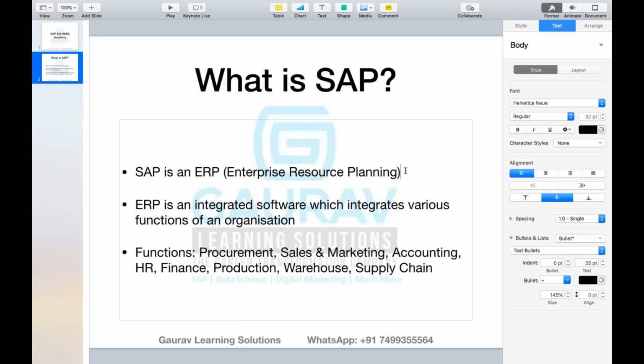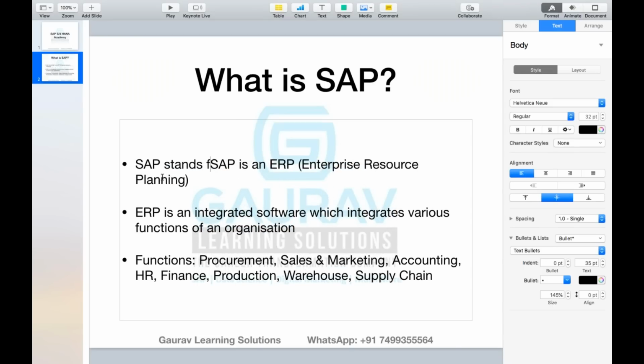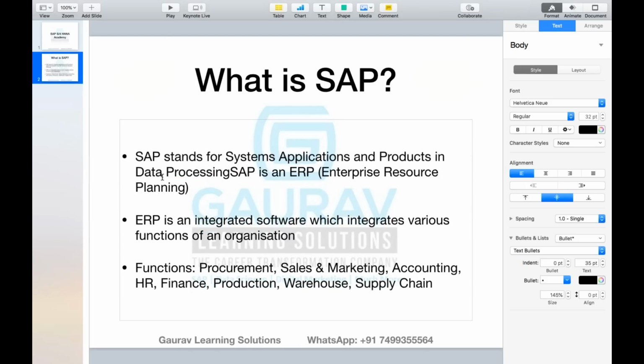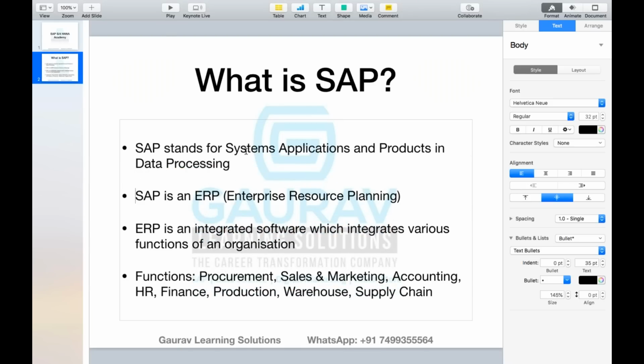But before that, what exactly does SAP stand for? The first point I will write here is: SAP stands for Systems, Applications, and Products in Data Processing. This is the full form of SAP.